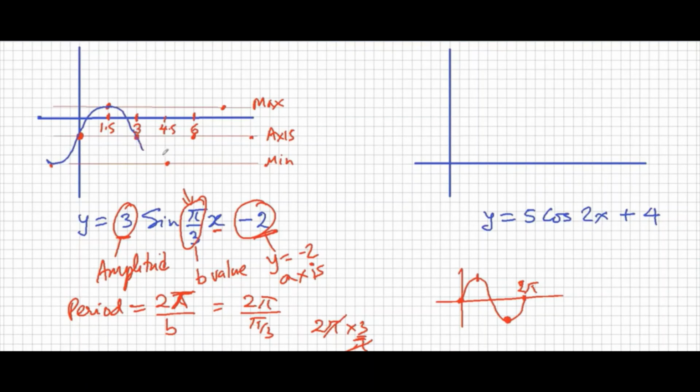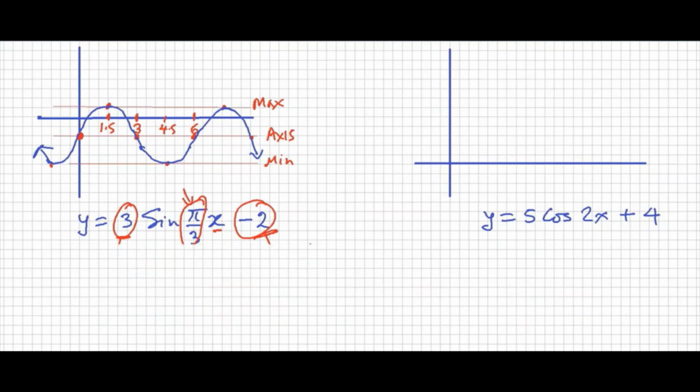Never make it sharp lines. It should be a curved graph because sinusoidal functions are curved. So this is the graph of 3 sine pi by 3x minus 2. Alright, let's go to the second question. So let me delete some part of it.